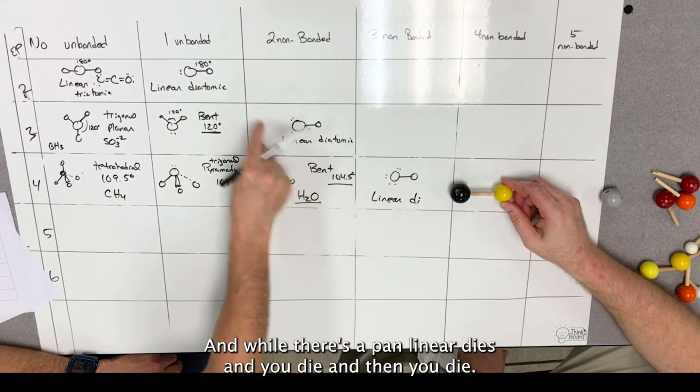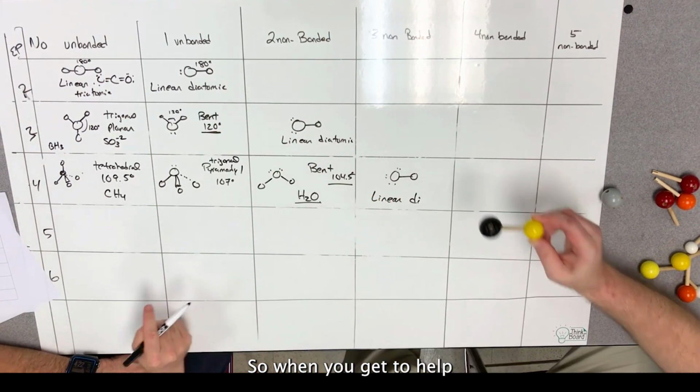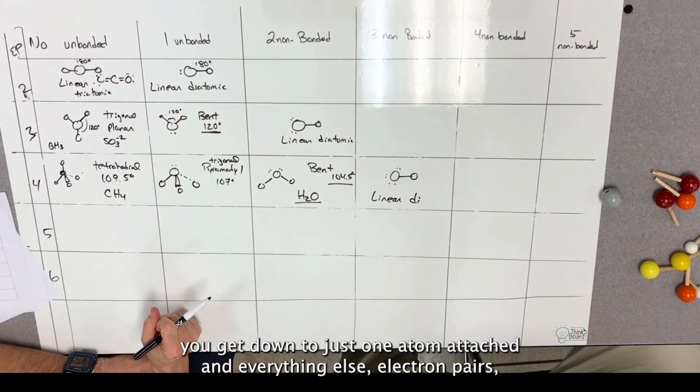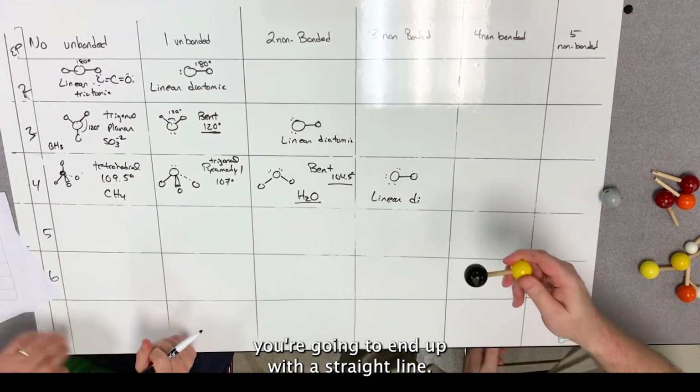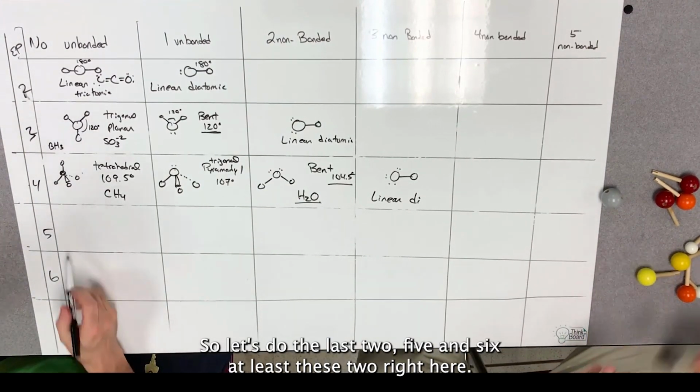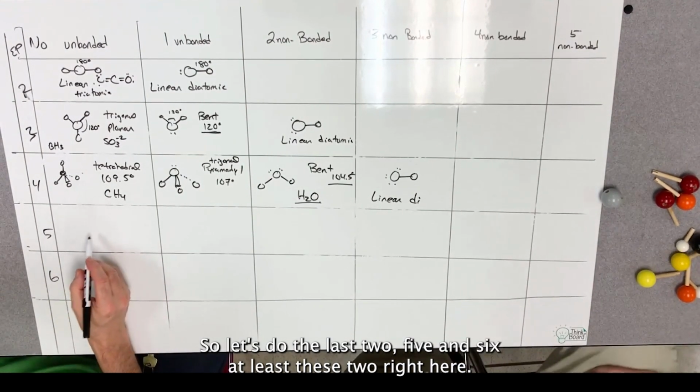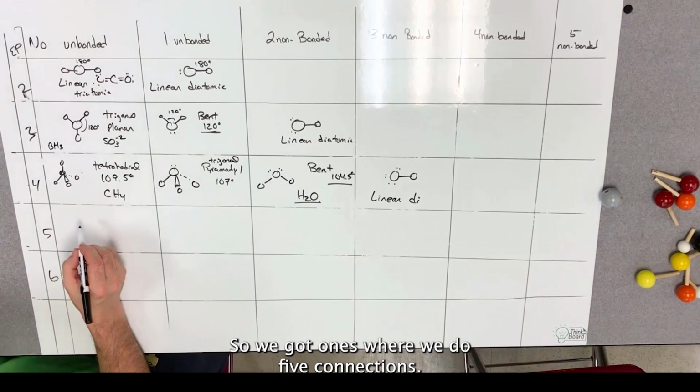Well, see, there's a pattern: linear, diatomic, linear, diatomic, linear, diatomic. So when you get down to just one atom attached and everything else are electron pairs, you're going to end up with a straight line. Well, let's do the last two, 5 and 6, at least these two right here. So we've got ones where we do 5 connections.